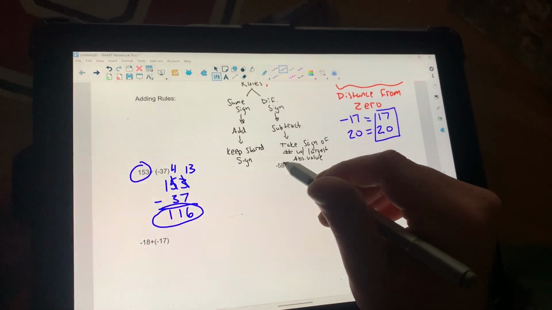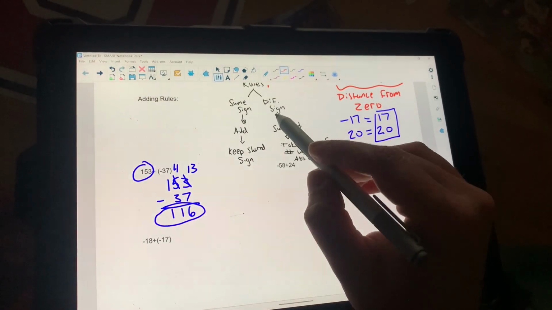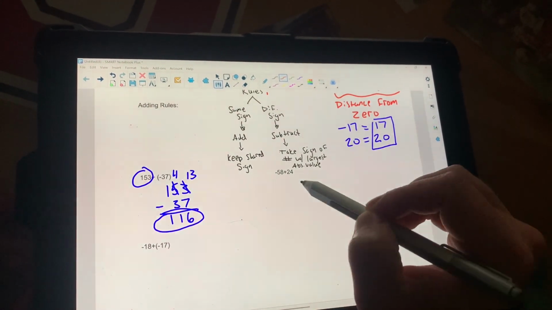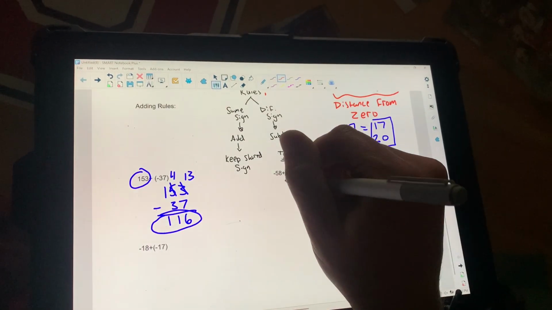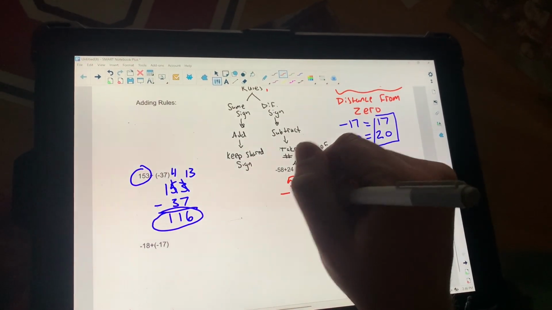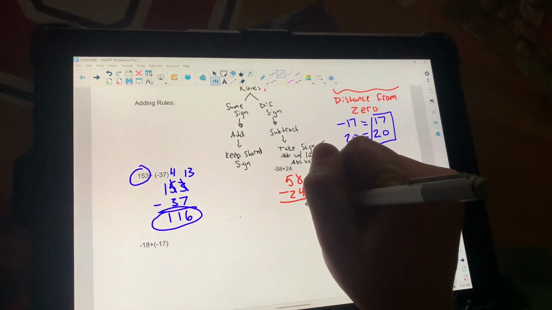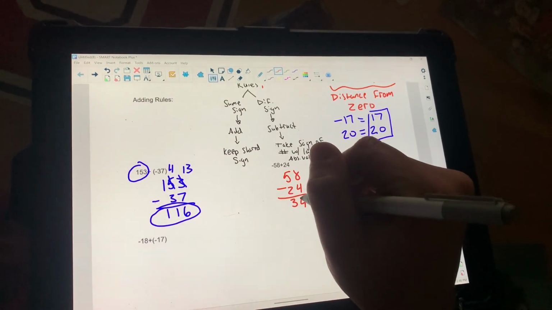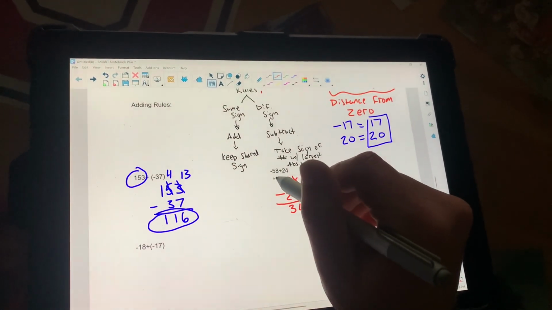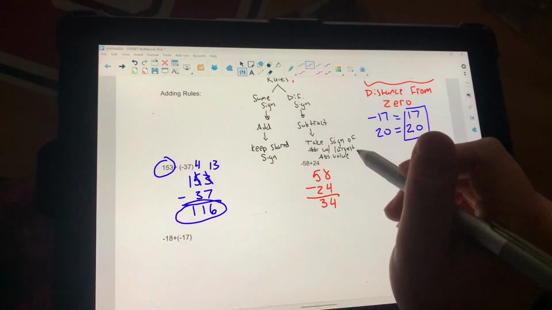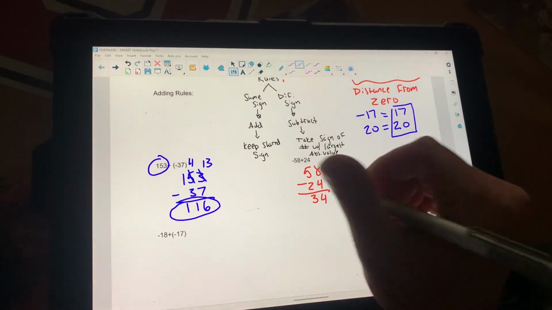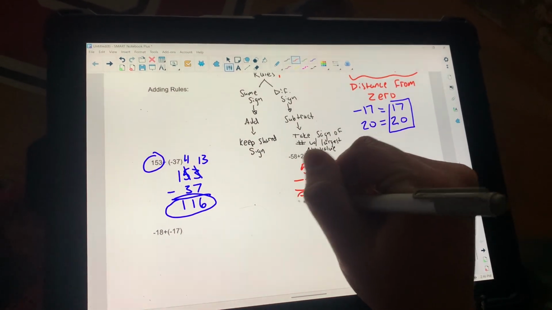Our next one we'll do, we have negative 58 plus positive 24. So negative 58 plus 24, same sign or different? They are different signs. We've got a negative and a positive. So we're going to subtract. So we're going to go 58 minus 24. 8 minus 4 is 4. 5 minus 2 is 3. Now, negative 58 or positive 24, which one has the larger absolute value? Negative 58 does. It is further away from 0. So that means this is going to be a negative 34.